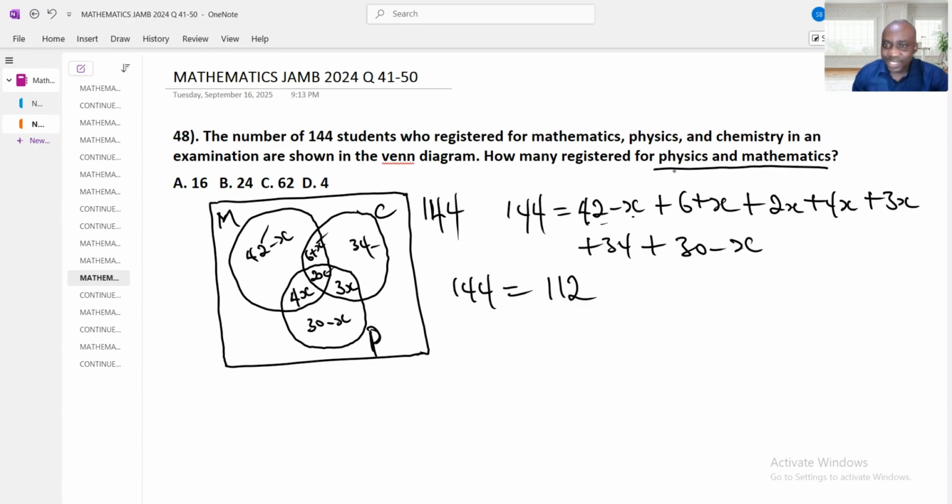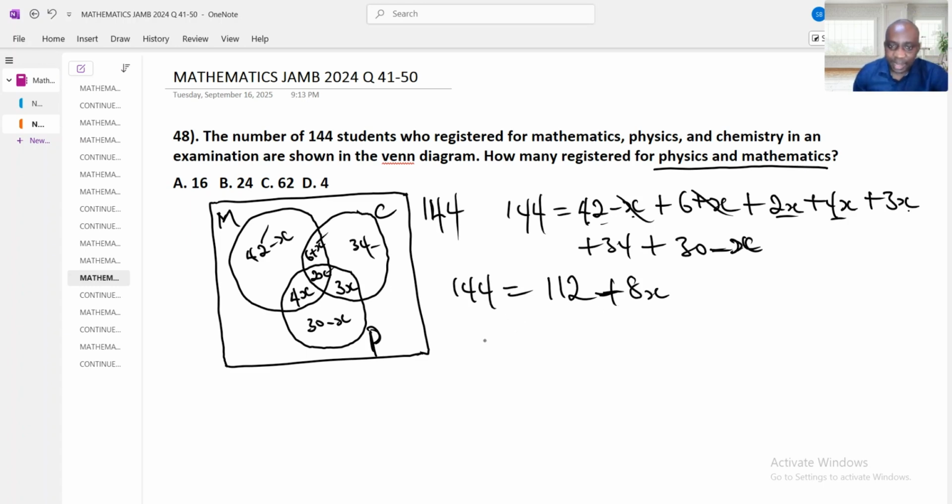112. Now the next thing we are going to add up is x. Those ones that have x, we have minus x here and plus x here. These cancel each other out. We have 2x plus 4x is 6x. 6x plus 3x is going to give me 9x. 9x minus x is going to give me plus 8x.